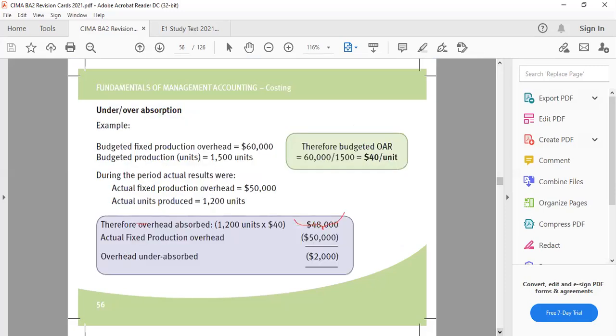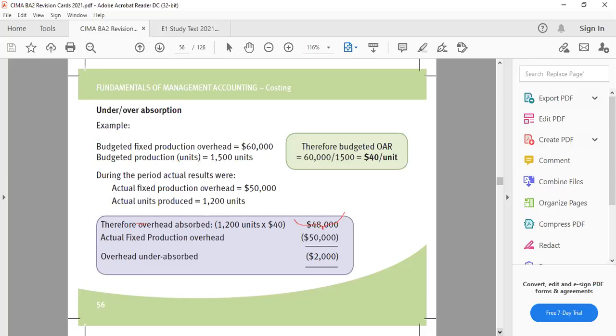There is an example given here. Budgeted fixed overhead is equal to 60,000. So that is what they have decided to account for. Then the activity is given as 1,500 units. If the budgeted overhead absorption rate is to be calculated, it is calculated as 60,000 divided by 1,500. So $40 per unit.